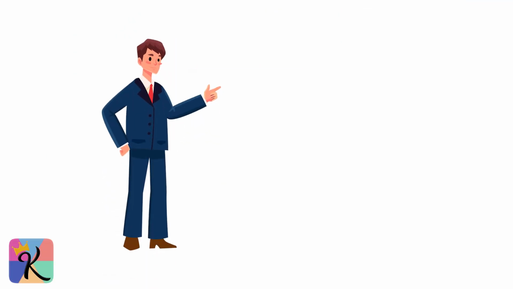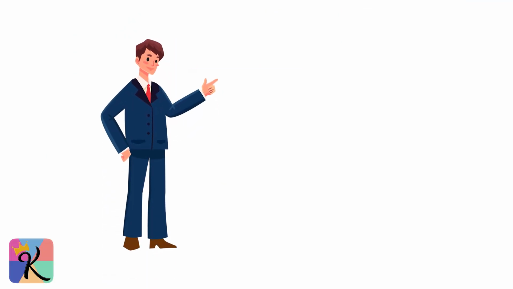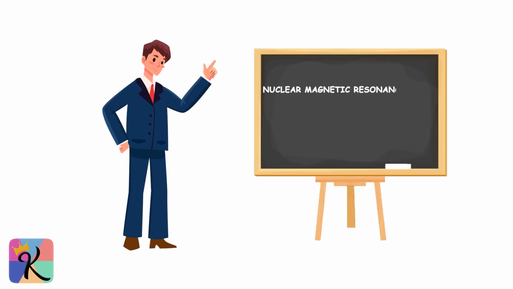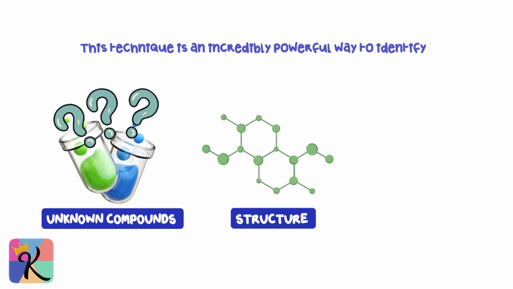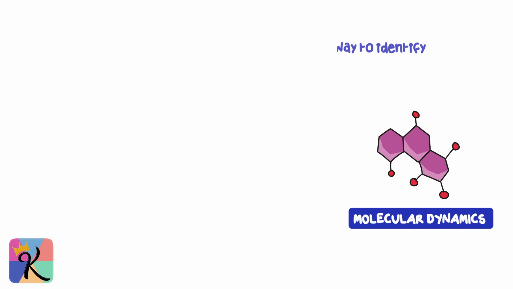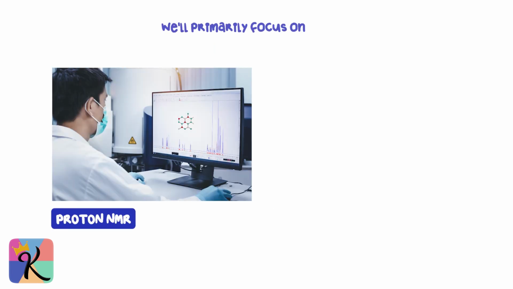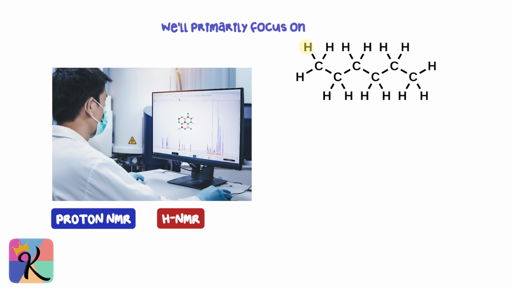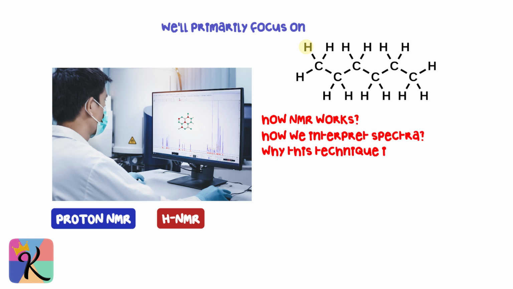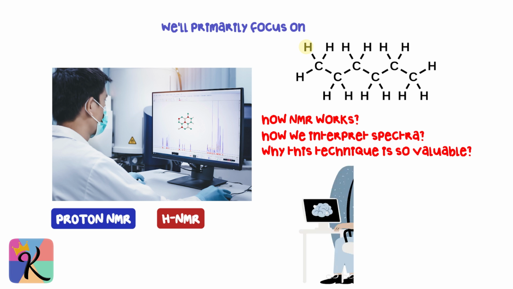Alright, so in today's video, we're diving deep into one of the most essential tools in modern chemistry: nuclear magnetic resonance, NMR, spectroscopy. This technique is an incredibly powerful way to identify unknown compounds, study their structure, and even explore molecular dynamics. We'll primarily focus on proton NMR, or 1H NMR, which is widely used to analyze hydrogen atoms in organic compounds. By the end of this video, you'll understand how NMR works, how we interpret spectra, and why this technique is so valuable, not just in chemistry labs, but also in medical applications like MRI scans.